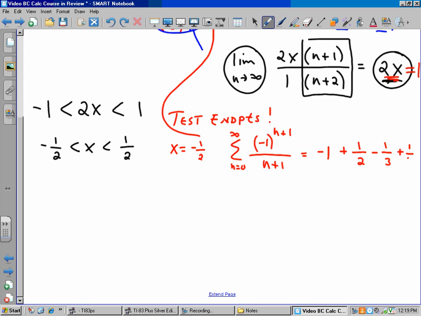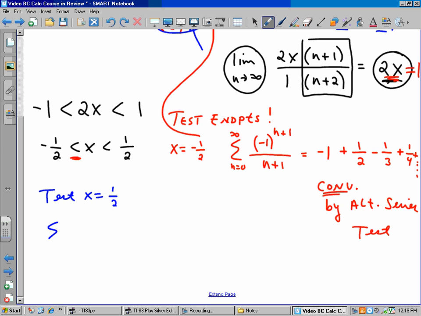and so on. All right, so this obviously converges by the alternating series test, or it's an alternating harmonic series, but we know that it converges. Okay, so we can include -1/2 in our answer. Let's test +1/2.